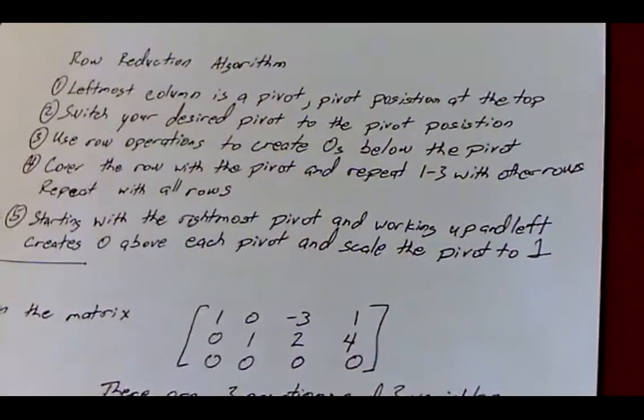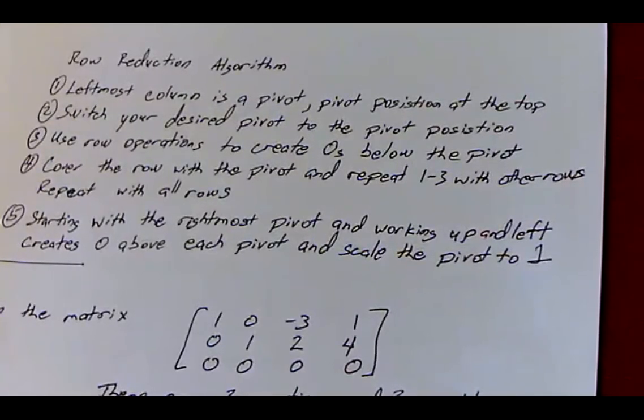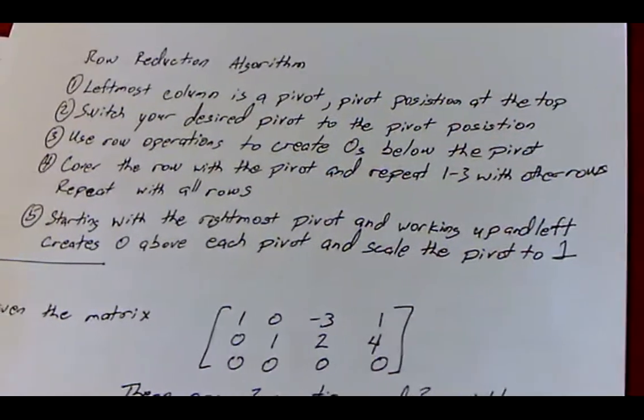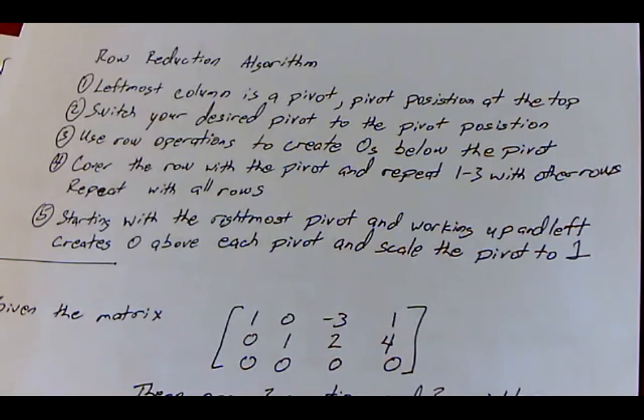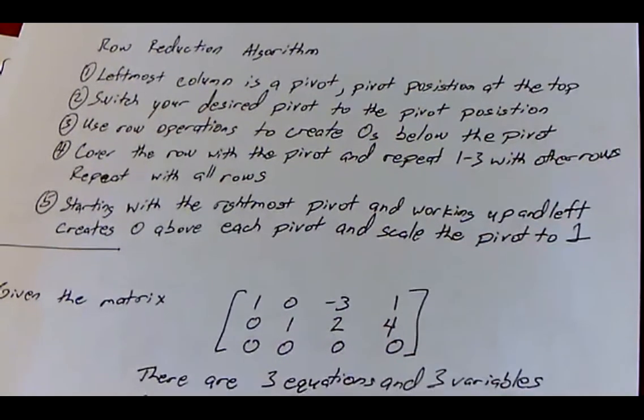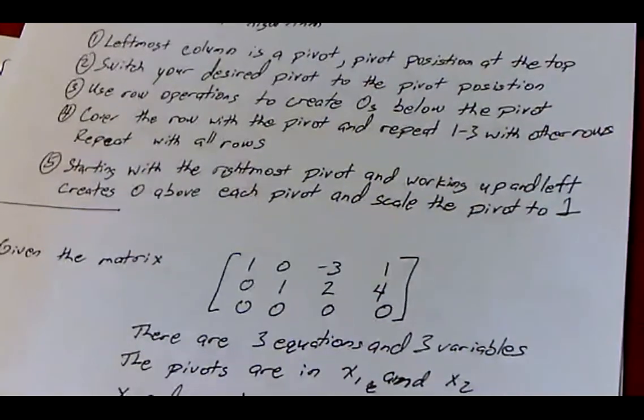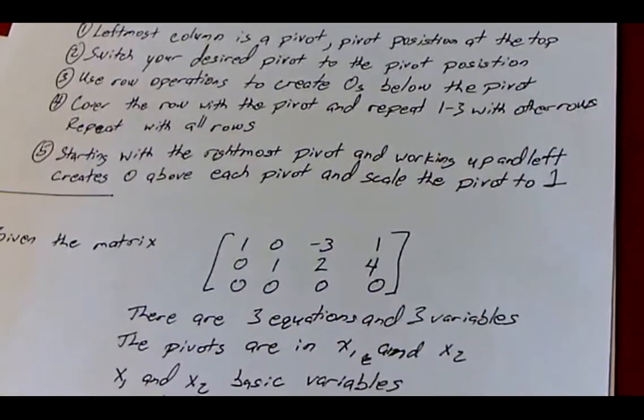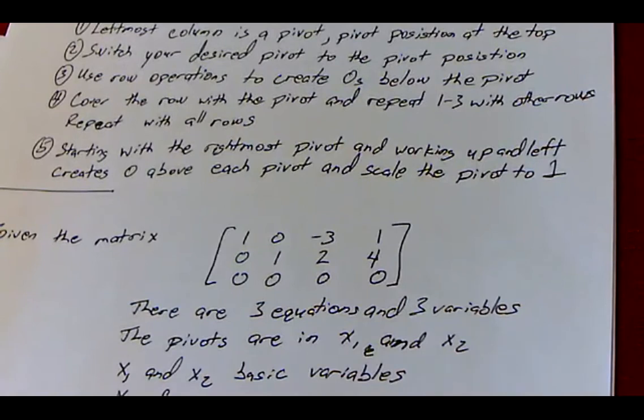Sorry about that. So the leftmost column is a pivot. Switch your desired pivot to the pivot position. Use row operations to create zeros below the pivot. Cover the row with the pivot and repeat 1 through 3 for the other rows. Repeat with all the rows. And then, starting with the rightmost pivot and working up and left, create zeros above each pivot. And then you also need to make sure you scale the pivots to 1, because that's a condition to be in row echelon form.